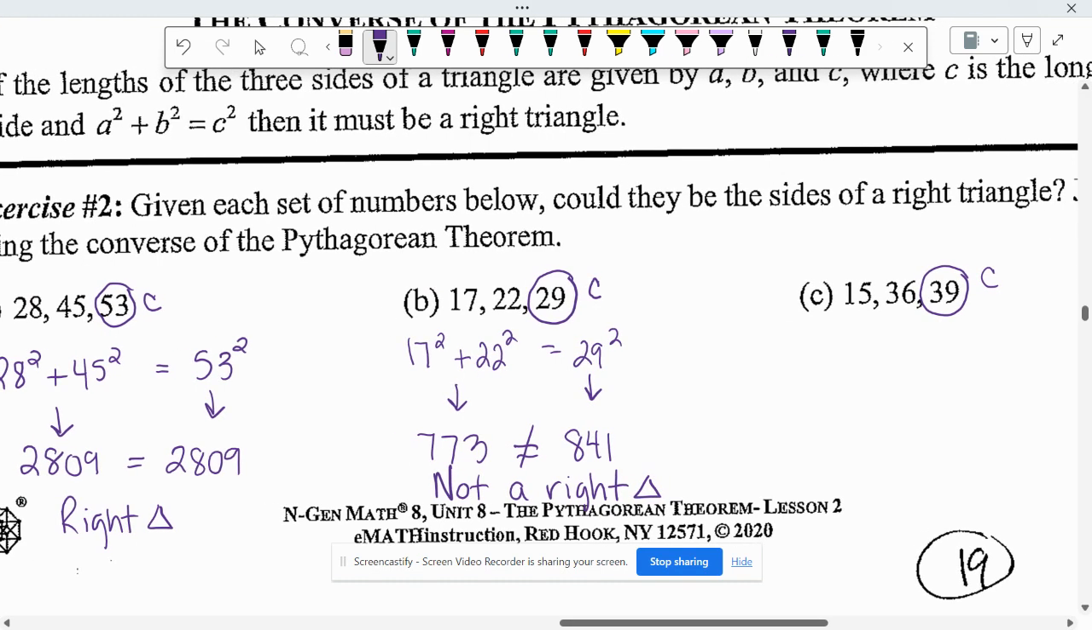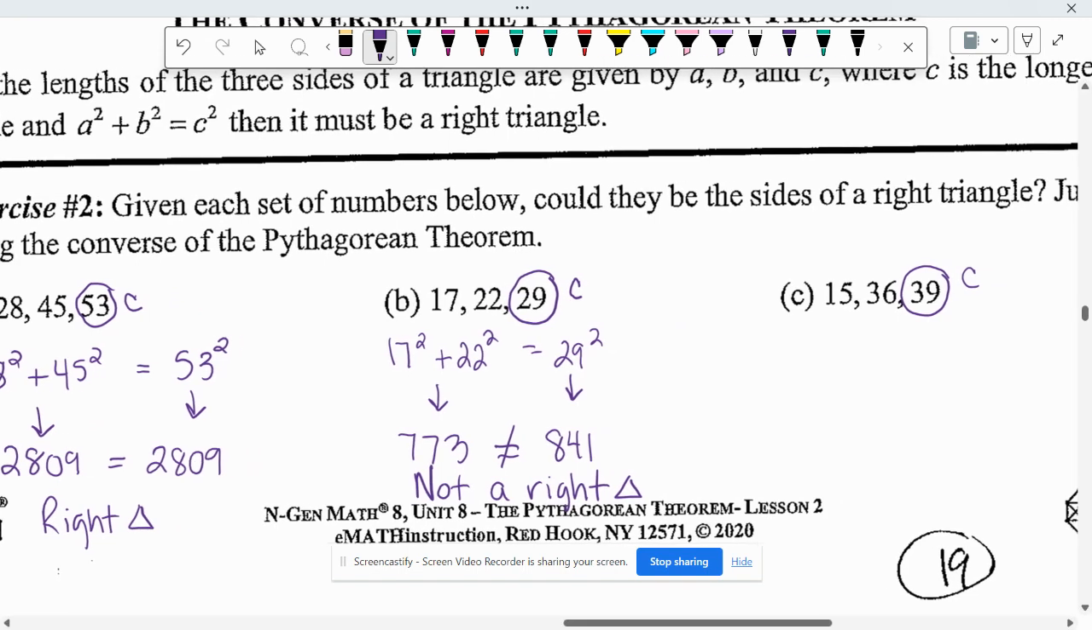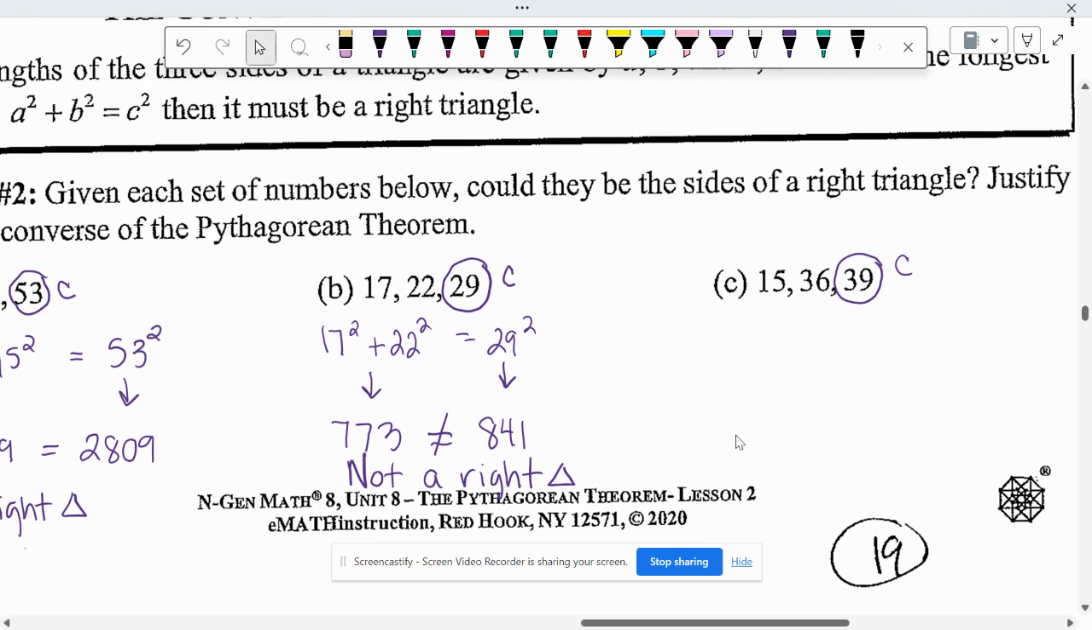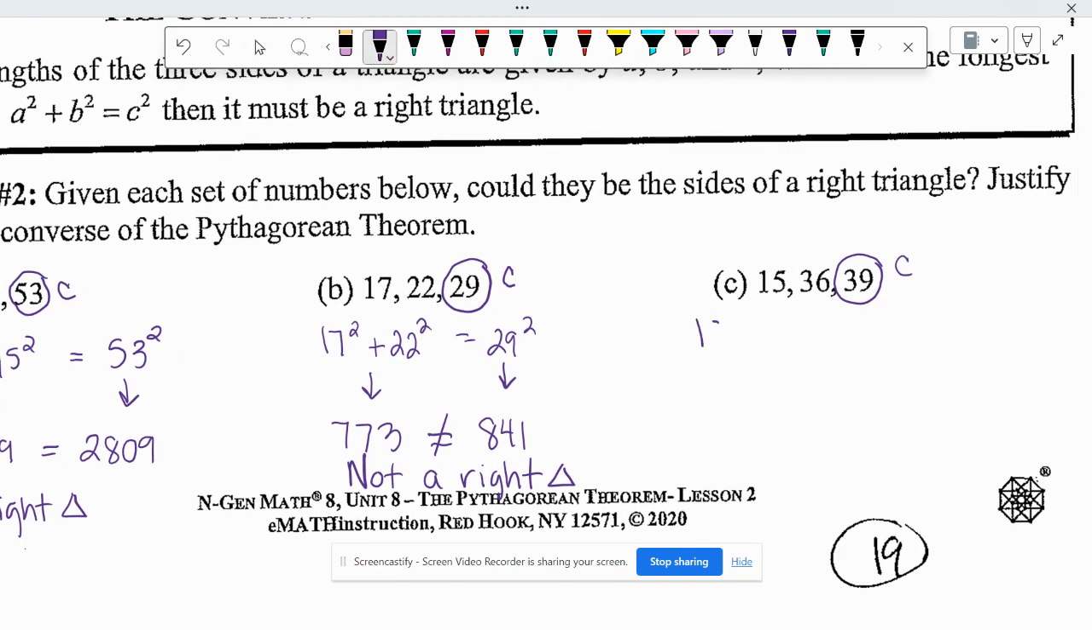Okay. So I'm going to freeze the screen, and you are going to set up example C and tell me what you discover. Do it the exact same way that I did. I want it set up the exact same way. Either something equals something or something doesn't equal something.